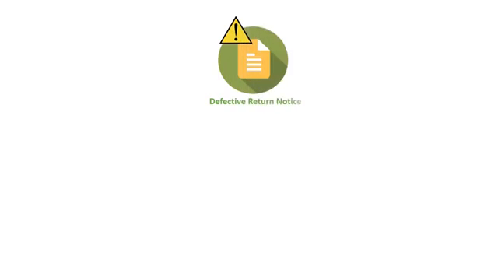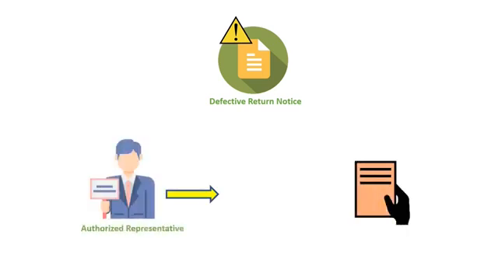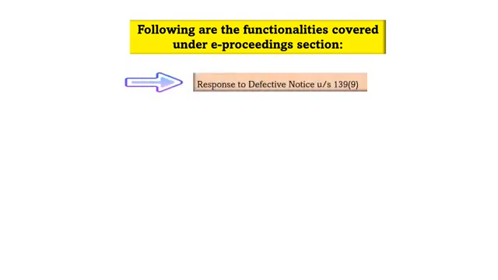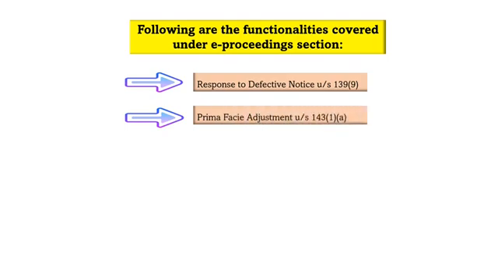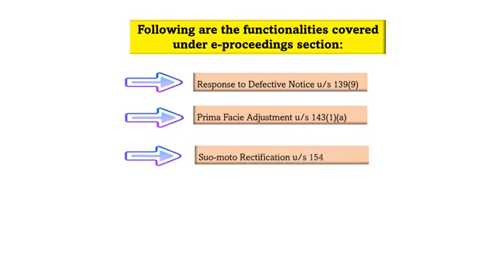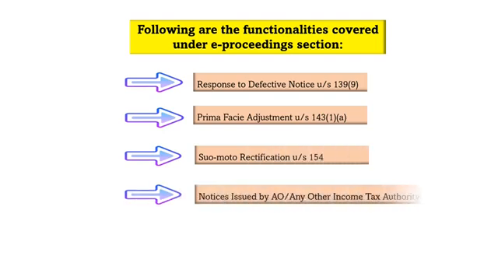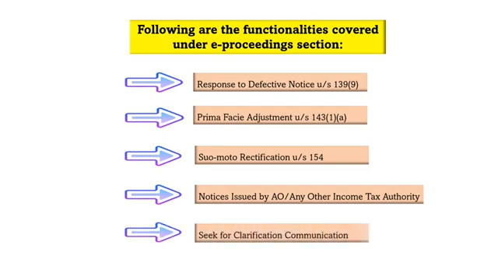You should also have received a defective return notice under section 139 subsection 9 or be authorized to act as authorized representative for someone who has received such a notice. In this section, following functionalities are covered: response to defective notice under section 139 subsection 9, prima facie adjustment under section 143 subsection 1 clause A, suo motu rectification under section 154, notices issued by assessing officer or any other income tax authority, and seek for clarification communication.